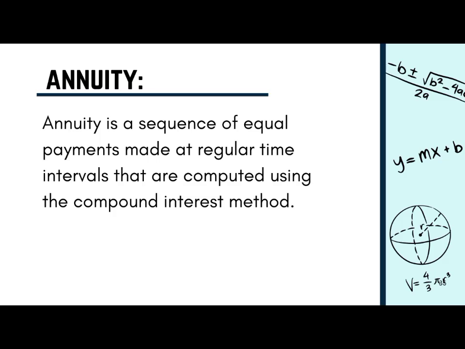I will explain about annuity. So annuity is a sequence of equal payments made at regular time intervals that are computed using the compound interest method.